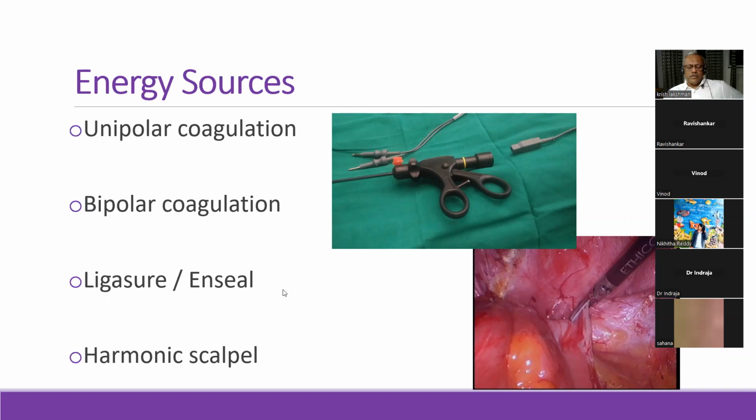What is ligashure? And these are trade names, but these are basically known as vessel sealers, both of them. What's the difference between a vessel sealer and the first two kinds of coagulation? Vinod?